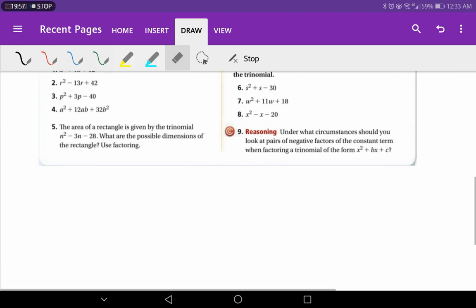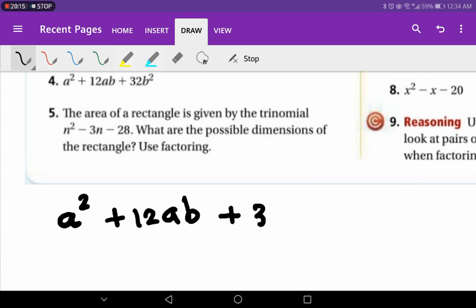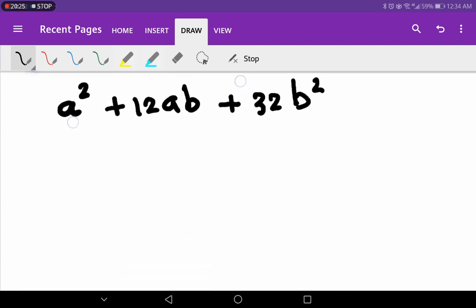I hope so. Now number 4: a square plus 12ab plus 32 b square. Teacher, we have two variables here. We have a and b. Don't worry, my dear student, because here you have a square and b square.